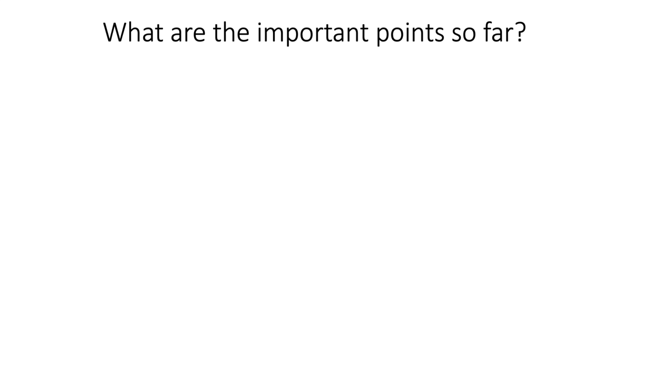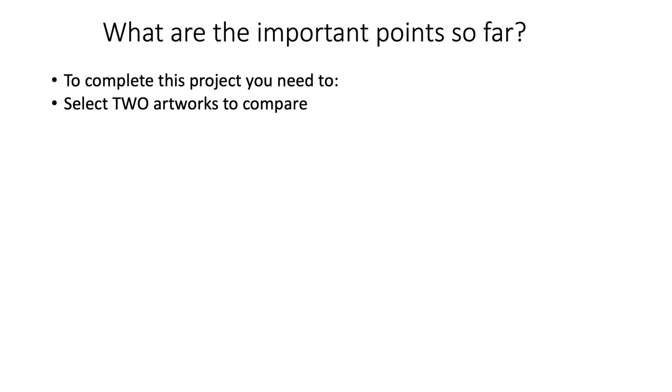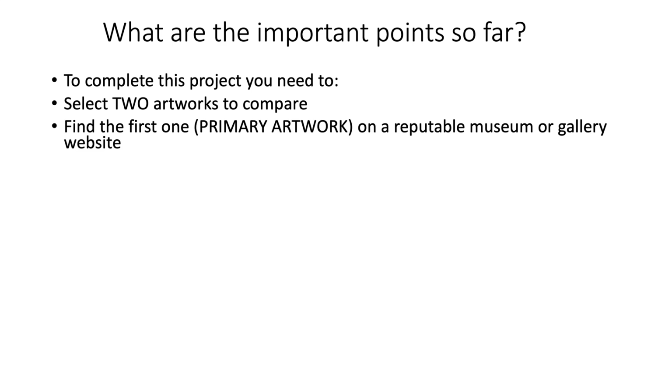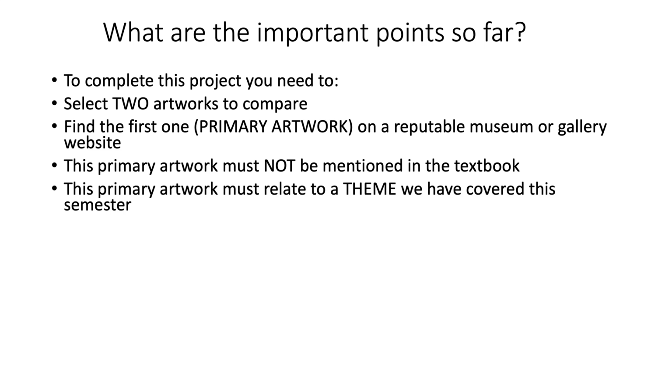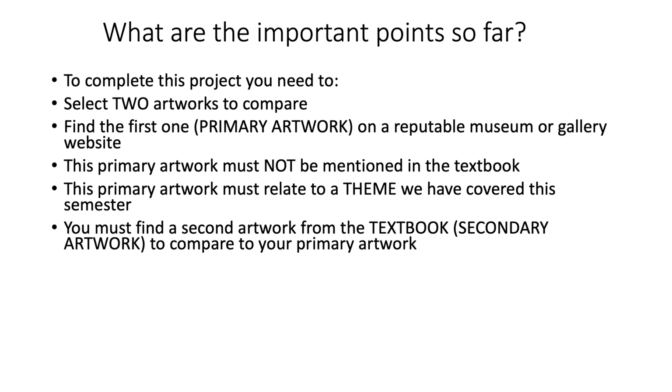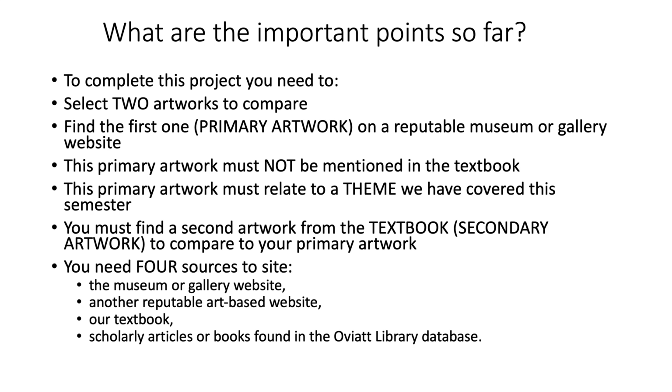What are the important points we've covered so far? To complete this project, you need to select 2 artworks to compare. Find the first one, primary artwork, on a reputable museum or gallery website. This primary artwork must not be mentioned in the textbook. This primary artwork must relate to a theme we have covered this semester. You must find a second artwork from the textbook, your secondary artwork, to compare to your primary artwork.